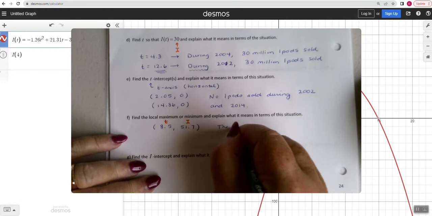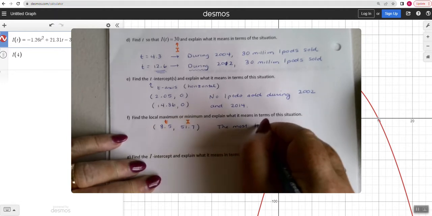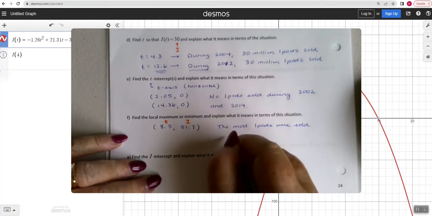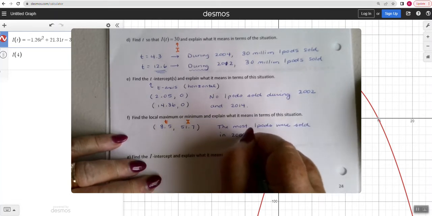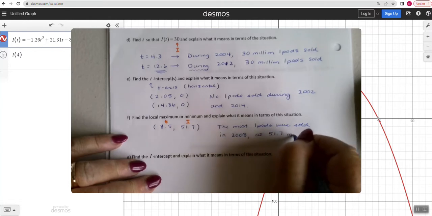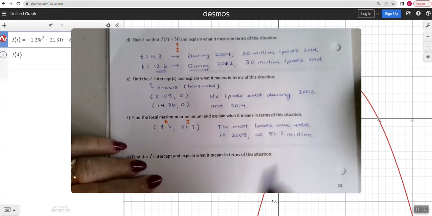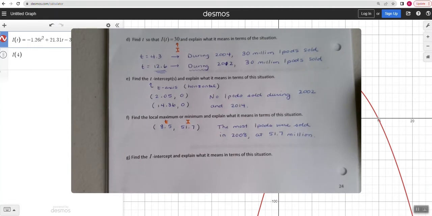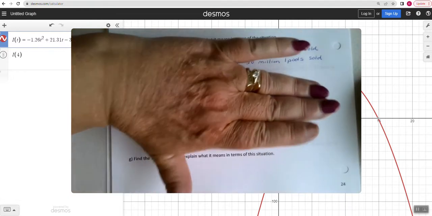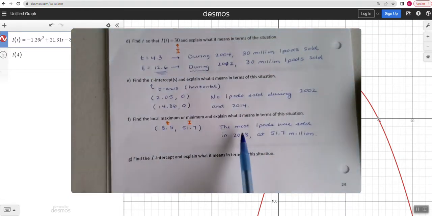So I'm going to say the most iPods were sold in 2008 at 51.7 million. When you write a sentence to interpret a maximum or a minimum, you want to make sure you don't just say, you know, in 2008 we sold 51.7 million, but indicate why it's special. This is the maximum, so I'm saying it's the most that were sold, right? I'm telling my reader there's something special about that value.